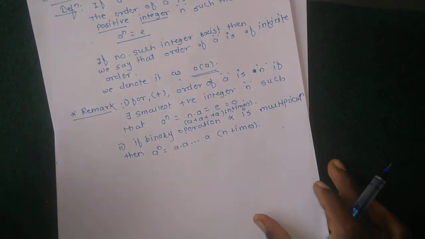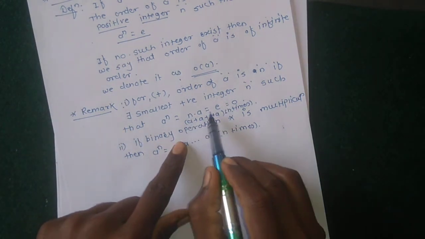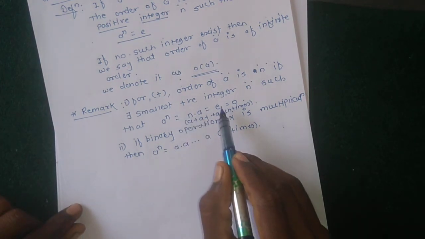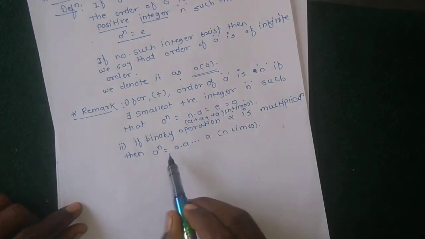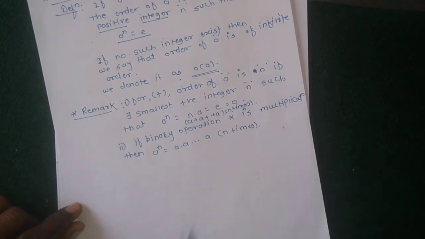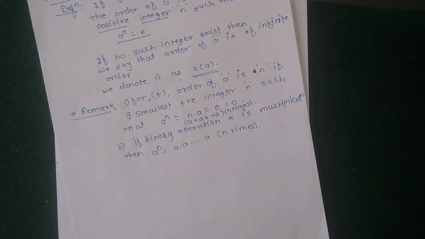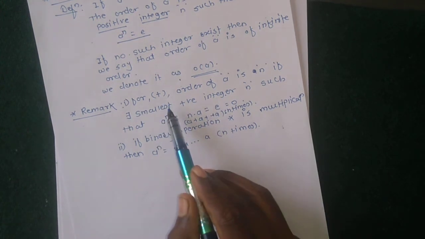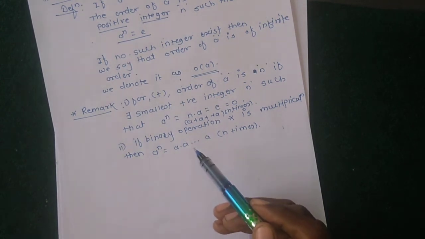If the given group is a group with respect to addition, how do we find the order of any element? If there exists n such that n times a equals the identity, then we say the order of a is n. And for multiplication, if a raised to n equals the identity, then in a group with respect to multiplication the order of a is n. If no such integer exists, then in both cases, for addition and for multiplication, the order of the element is infinite.